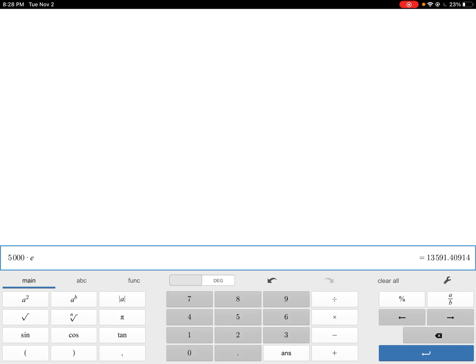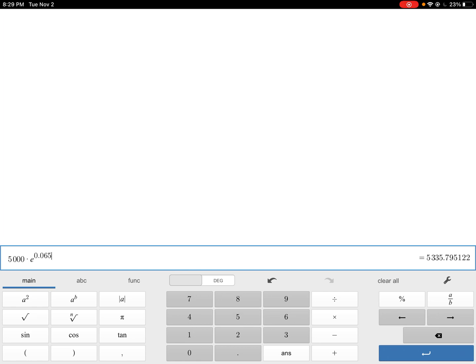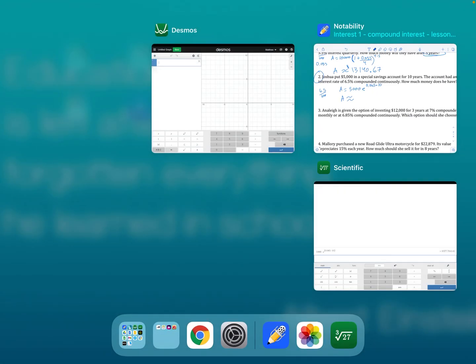You can do e, and now we need to do the exponent. So I'm going to push my exponent again. It was 0.065. And I'm going to times. Oh, I need to do parentheses again, don't I? Put some parentheses. I'm going to times by 10 because it's 10 years. And enter. I said enter. Hooray! And we got our answer. It's over here on the right side. $9,577.70. So yeah, let's go ahead and write that down. And I already forgot it.